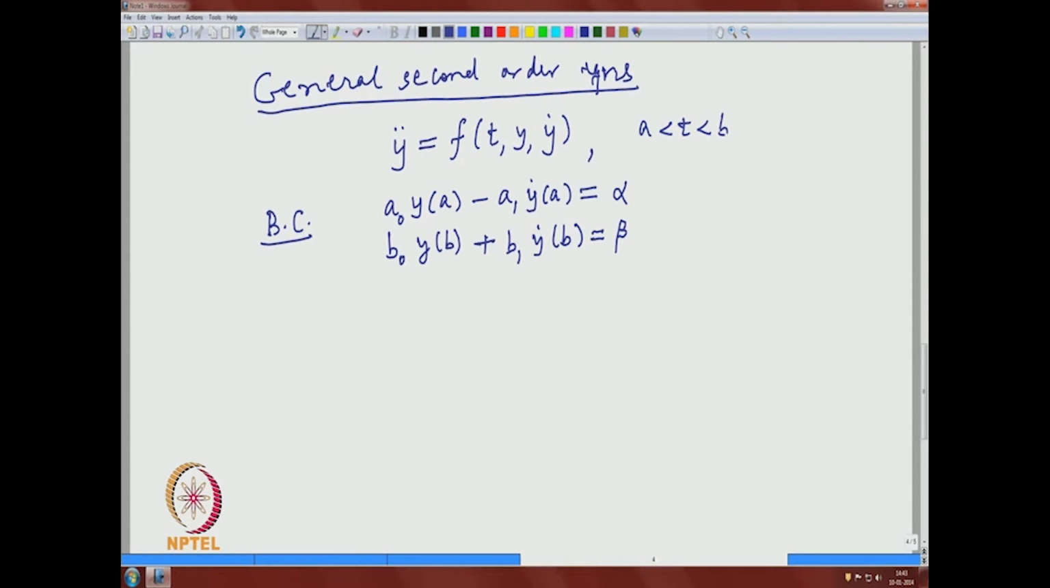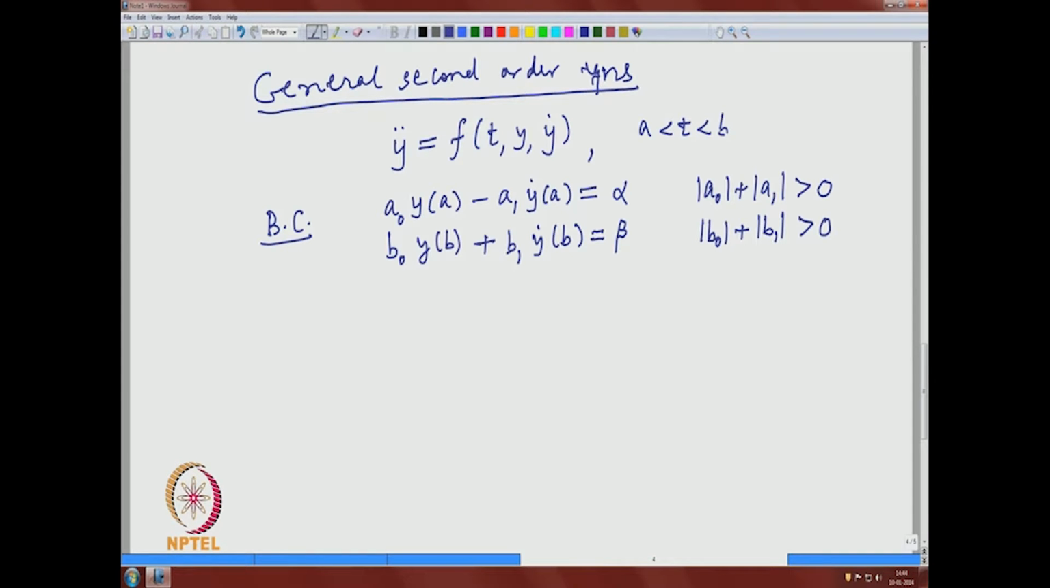So, in the previous case what we had was a0 equal to 1 and a1 equal to 0 and alpha equal to 0, and similarly b0 equal to 1, b1 equal to 0 and beta equal to 0. Okay. So, the only condition is that a0, a1 should not vanish simultaneously. And similarly the other condition: b0, b1 do not vanish simultaneously, one of them can be 0, fine, and alpha, beta are again given real numbers. Okay.